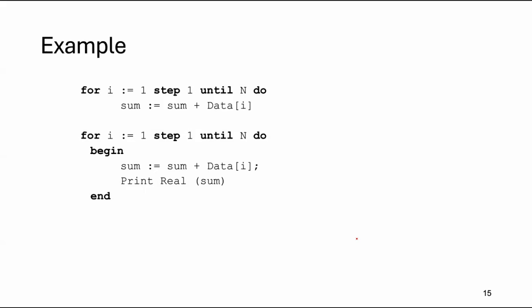So for example here, you can have a for loop with one statement, as you can see here, or you can have a for loop with multiple statements, but you have to add the begin and end to say that they consist of multiple statements, and those statements belong to the for loop. If you don't do that, then the second statement could be considered not belonging to the for loop, in other words.